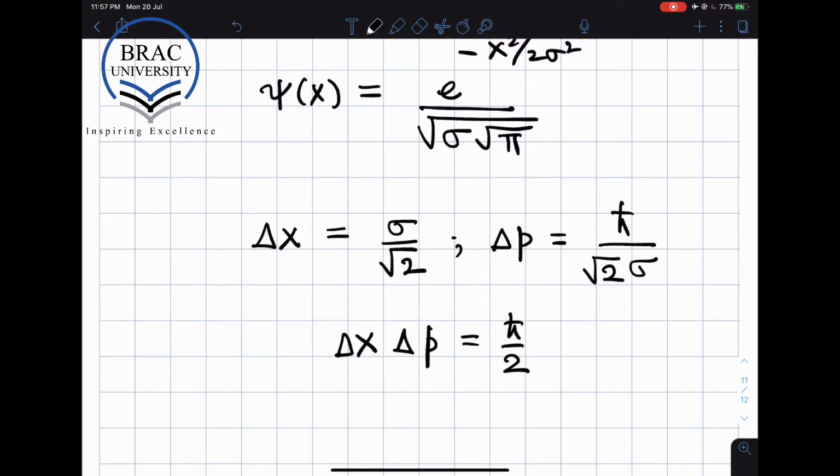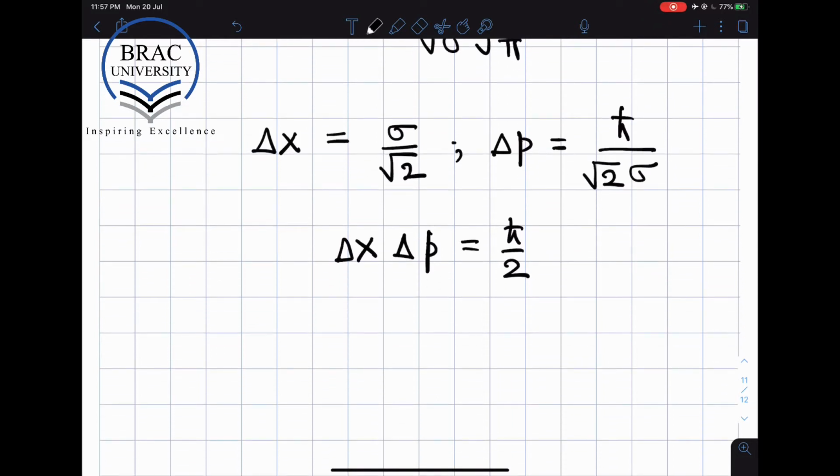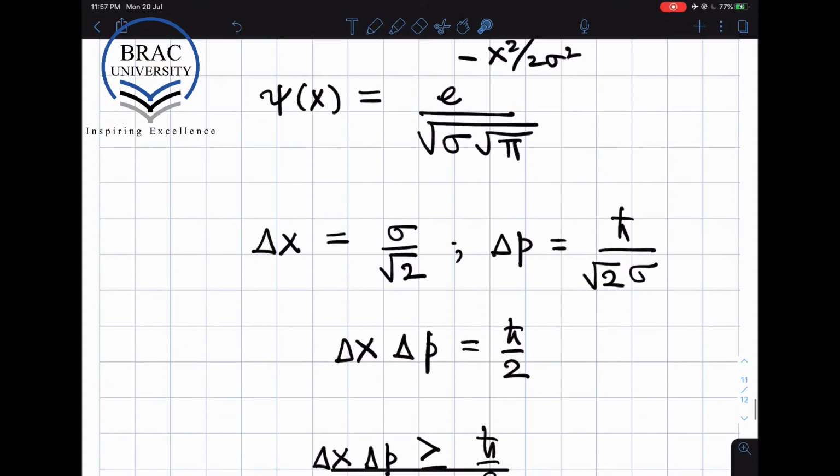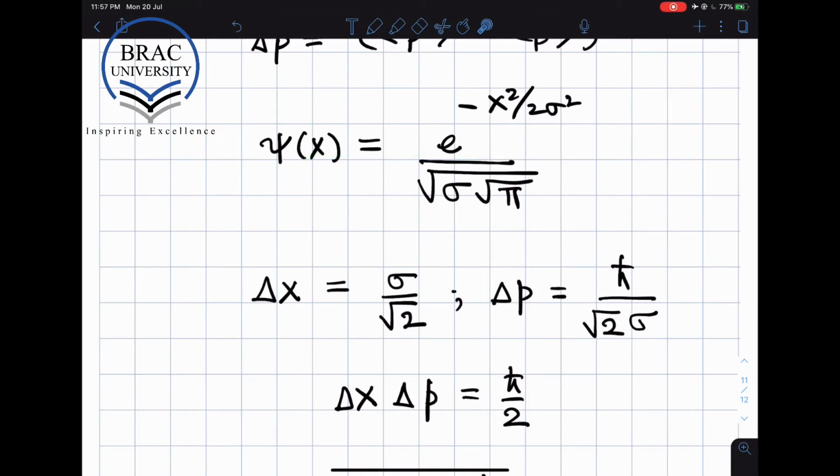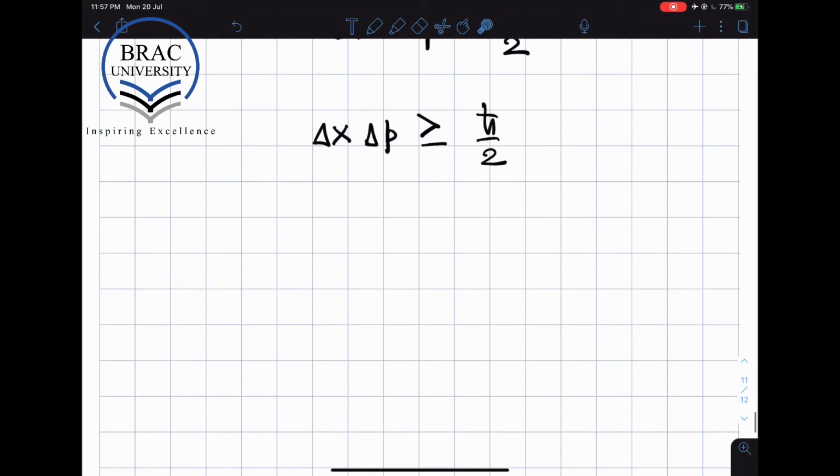And the product of these two things, delta x and delta p, is going to be h bar over 2. Now, it's a theorem in quantum mechanics that for any wave function, the product of the uncertainty in position and the uncertainty in momentum is going to be either equal to or greater than h bar over 2. And this inequality is saturated only for the Gaussian wave function. That's a theorem that we may or may not prove at a future date.